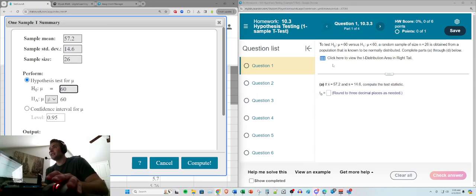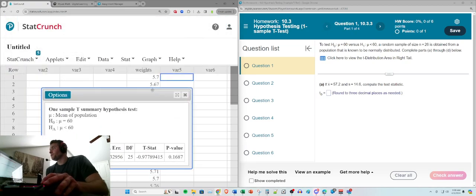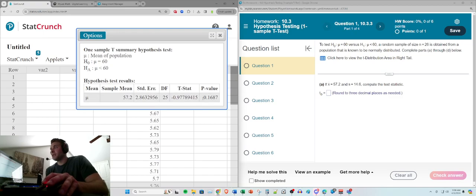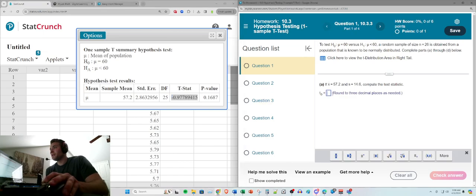So 60 is the value. We don't even know what the context is, so this is just us practicing using the tool, really. And it tells us that it's a left tail test, and that's all we need to do. We're going to hit compute, and right here it gives me the p-value, and this is something that I need right here. I need the test t-stat for this one.